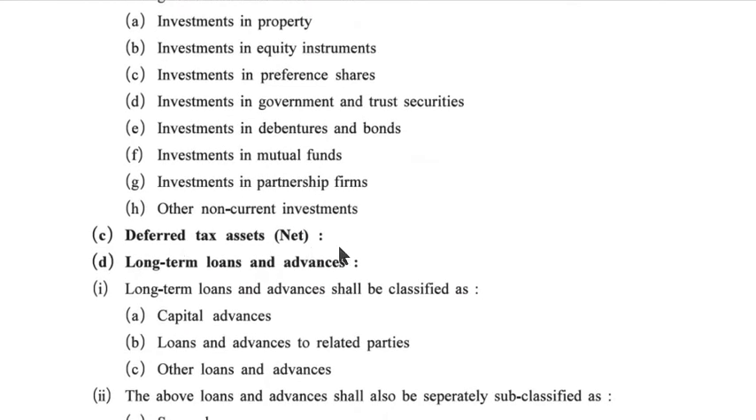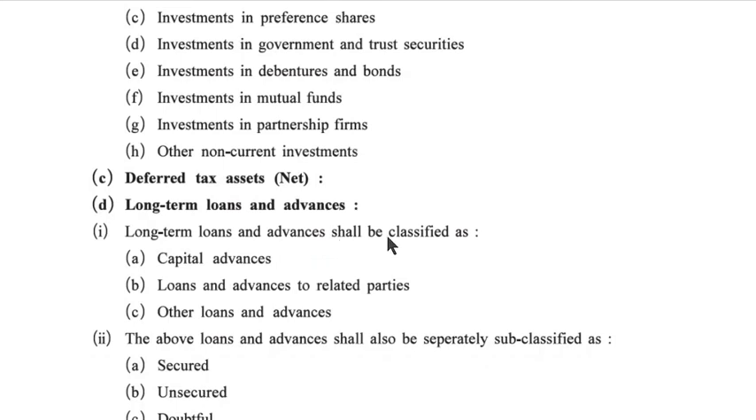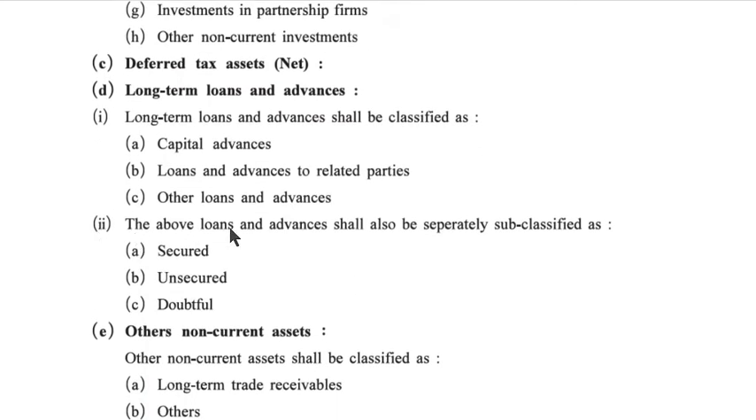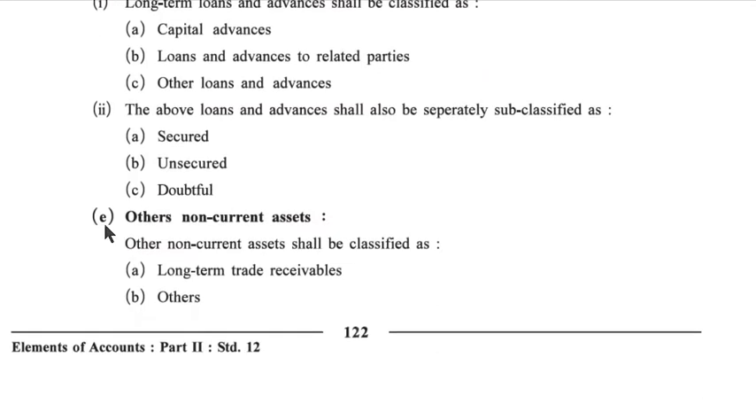C, deferred tax assets net. D, long-term loans and advances. In D, first one, long-term loans and advances shall be classified as A, capital advances, B, loans and advances to related parties, C, other loans and advances. Second, the above loans and advances shall also be separately subclassified as A, secured, B, unsecured, C, doubtful. E, other non-current assets. Other non-current assets shall be classified as long-term trade receivables and others.